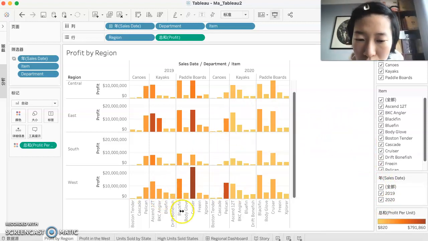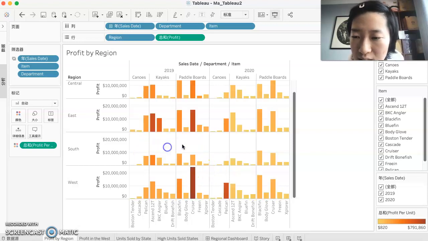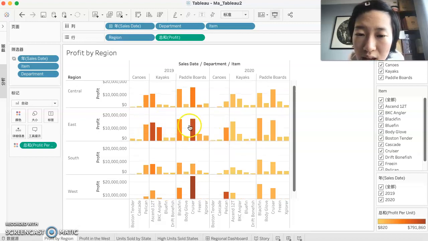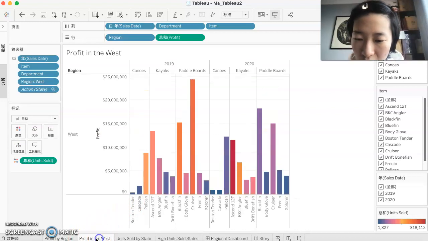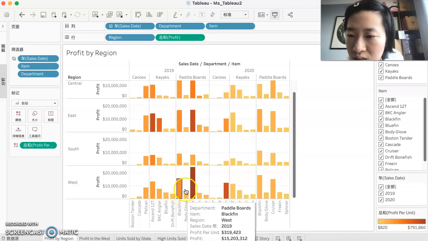For example, the cruiser in 2019 has the highest profit, and the profit per unit of it is also the highest. We can see that in this chart, the items who has the high profit, its profit per unit is also high. Now let's move to the next sheet, which is the profit in the West, because I'm curious about how can the cruiser has the highest profit.